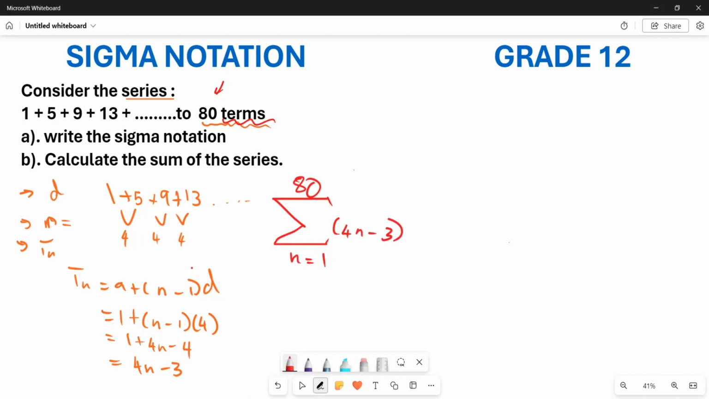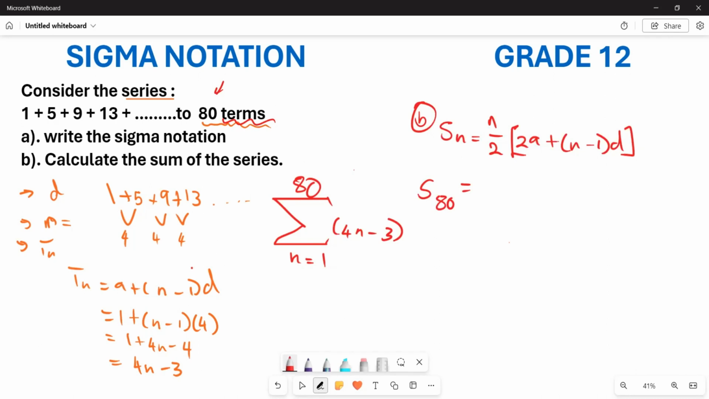Hopefully, this makes sense to you. Now, moving swiftly along to number B, they want you to calculate the sum of the series. How are we going to calculate the sum of the series? We use the formula for calculating that. Sn is equal to n over 2, open bracket 2a plus open bracket n subtract 1 close bracket D. Then what is going to be the S? This is going to be the sum of 80 terms.